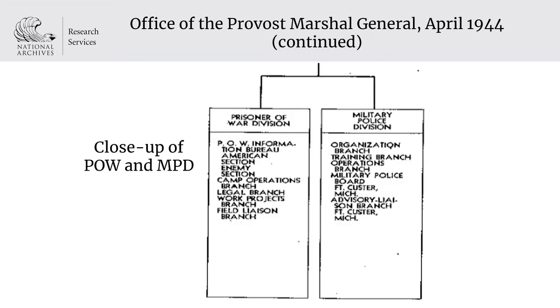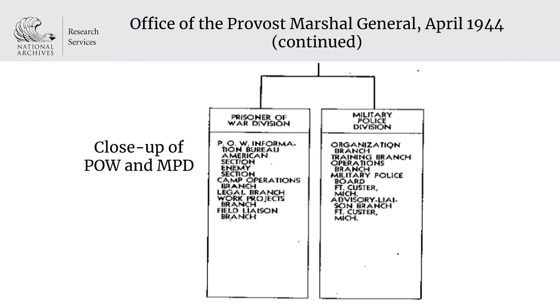And as you can see on this close-up of the organizational chart from the previous page, each division was further divided into several subordinate offices. Within the Prisoner of War Division, which is the left column here, there is the POW Information Bureau, which was further divided into an American section and an enemy section. And there was also a camp operations branch, a legal branch, a work projects branch, and a field liaison branch as of April 1944. The Military Police Division can be seen in the column on the right here.